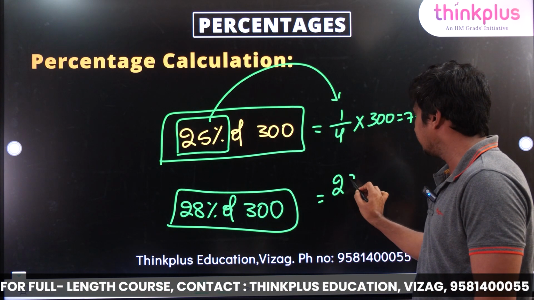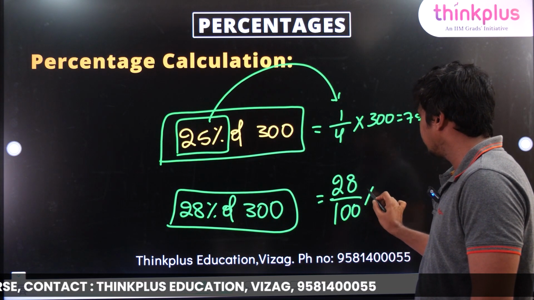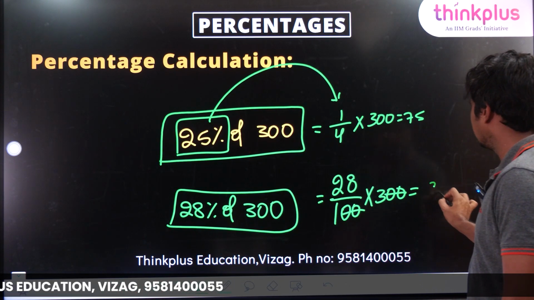What we can do here is write every percentage as 28 over 100. Percentage means by 100. Of means into 300. Two zeros cancel. 28 into 3, that is 28 into 3 hundred... 28 into 3.